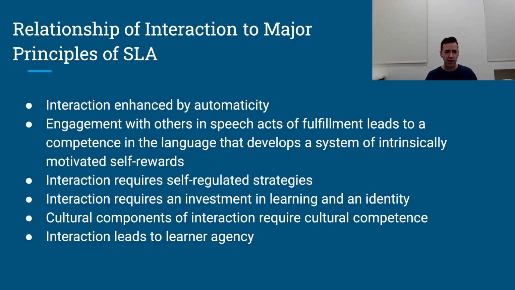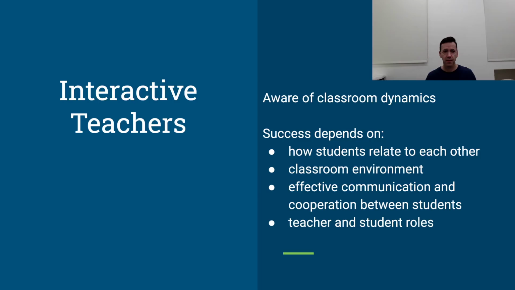We know that cultural components of interaction require cultural competence, and we also know that interaction leads to learner agency, students becoming in control of their own learning, not just dominated by the teacher telling them how to do it.